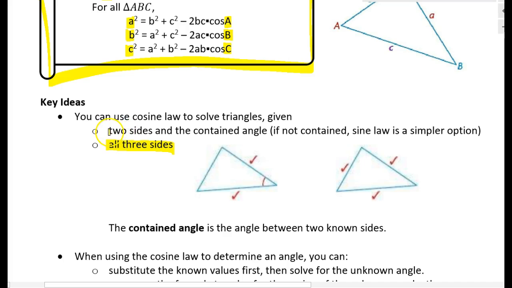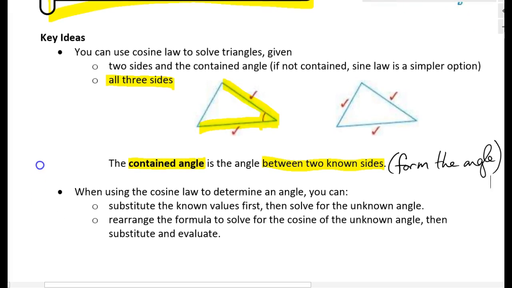The other option is if we have the two sides and the contained angle. The contained angle is between two known sides. So that's talking about this first triangle that's shown here. We have the side, we have the angle between, and we have the other side. So basically the two sides that form the angle. Okay, so those are our scenarios where we are going to be using cosine law.